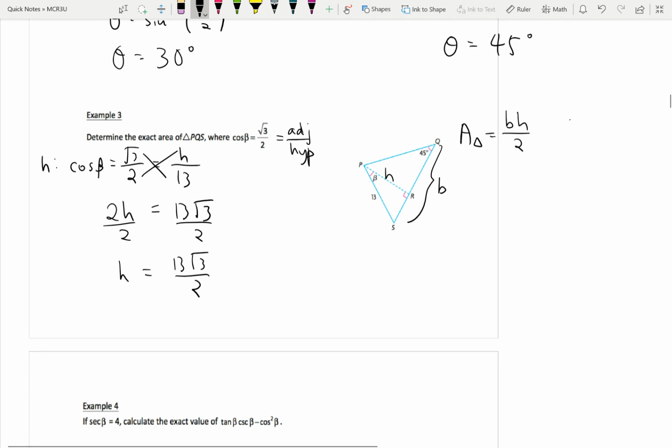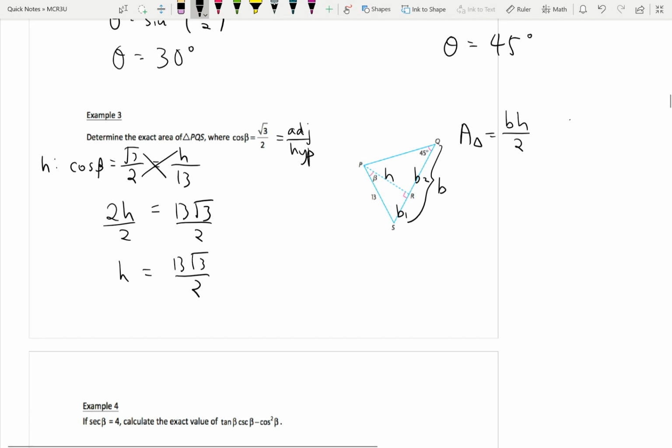So after this, I think we can continue using our ratios to figure out the base, because the base is pretty much composed of two parts: B1, which is where SR is, and B2, that is RQ. If we find B1 and B2, that means we can add them together to get our base length.